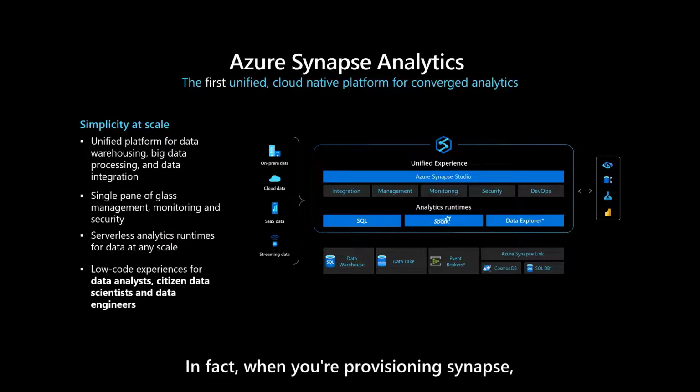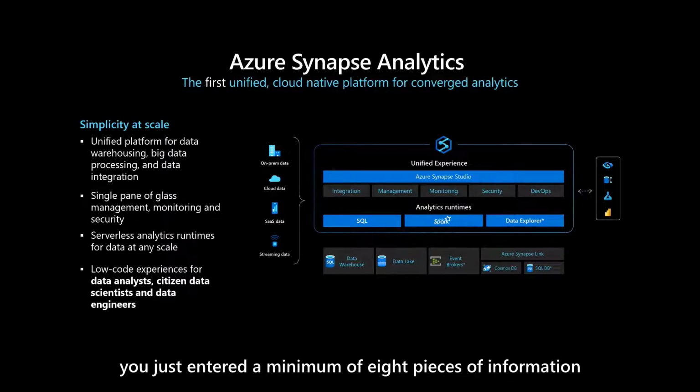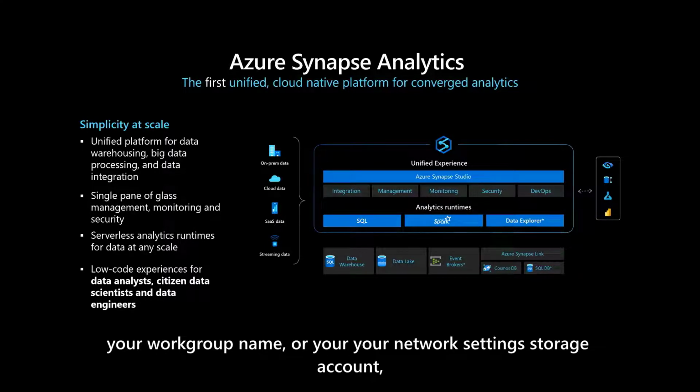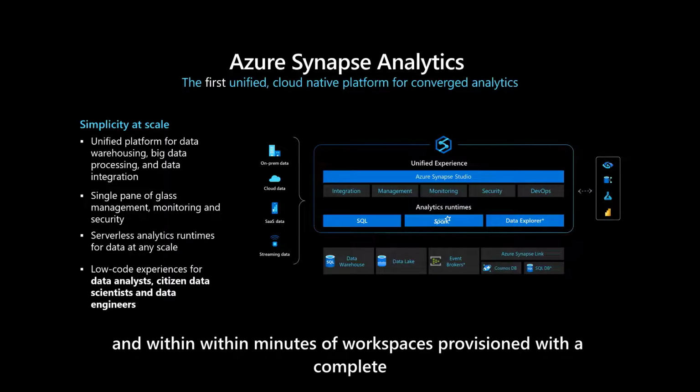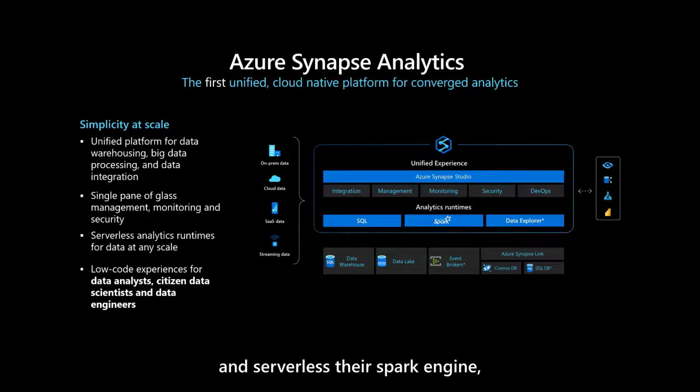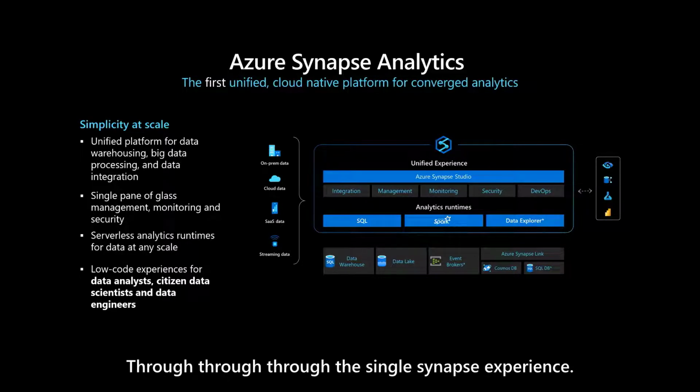In fact, when you're provisioning Synapse, you just enter a minimum of 8 pieces of information, like your resource name, your workgroup name, your network settings, storage account, and within minutes, a workspace is provisioned with a complete set of capabilities, including a SQL engine that includes dedicated and serverless, your Spark engine, your Synapse pipeline, your data lake account, which is ADLS Gen 2 that comes attached with the workspace, or you can use your own ADLS Gen 2 account and attach to your workspace. So all of that is available to you through the single Synapse experience.